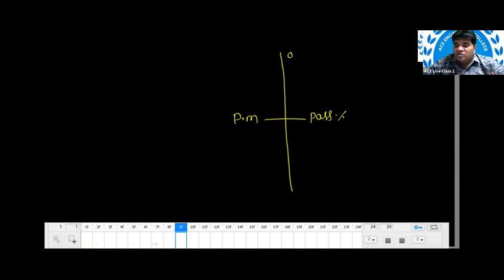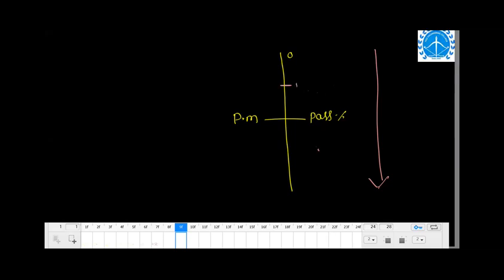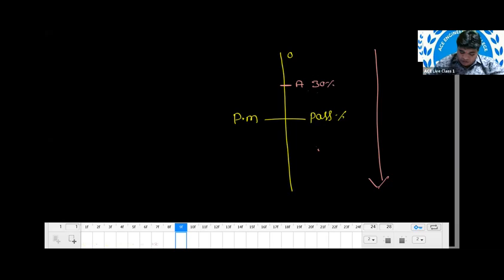A got 30% and is a failed candidate, so with respect to the diagram, A is below the pass mark. Here is 30%. A got 30% and failed by 10 marks. Failed by 10 marks means this gap is 10 marks. He needed 10 more marks to pass. Okay, got it?